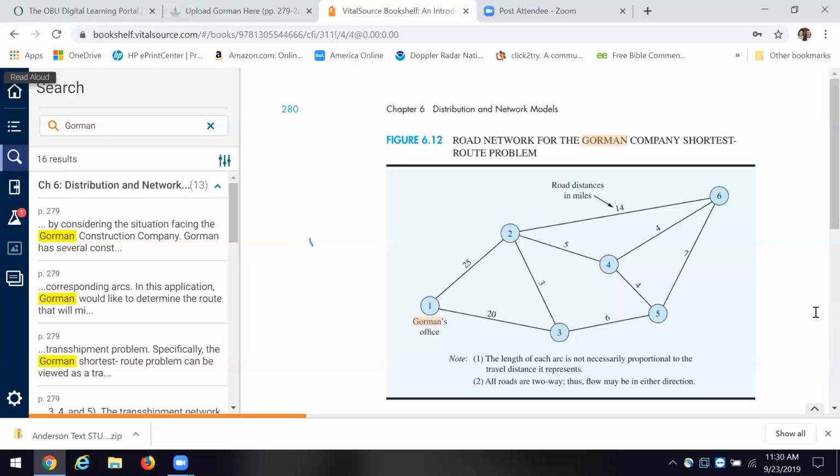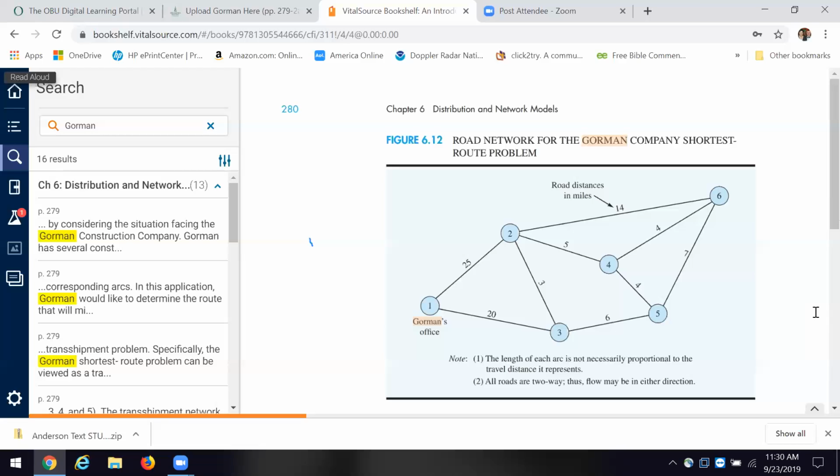But anyway, they're showing you a more realistic picture here, and they show you their office and then the road distances in miles over to that 0.6. And they give you some information: the roads are all two-way, the flow could be in either direction. So they give you some qualifiers there in terms of what that's going to look like. This is a little bit more realistic.